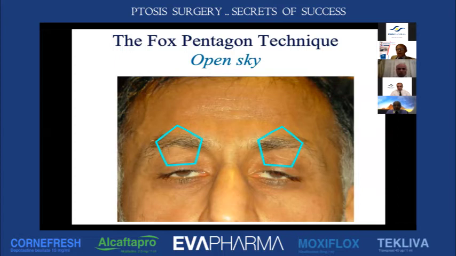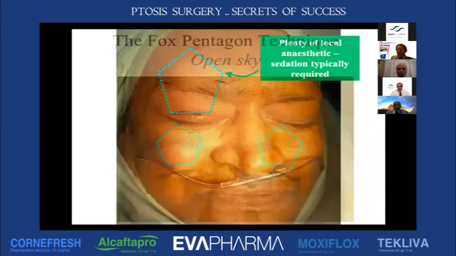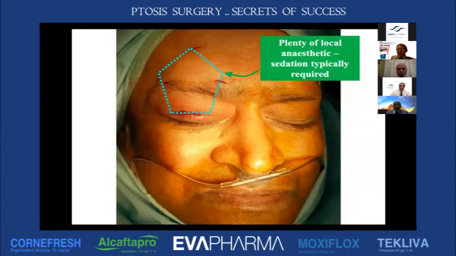So here you have 2 pentagons, as you've shown here. Here's the patient, local anesthesia with sedation. And we've marked out the pentagon. And the angles of the pentagon are one on the medial border of the limbus, one on the lateral border of the limbus, one just a little further out above the brow. And this superior one does not have to be as high as I've shown here.